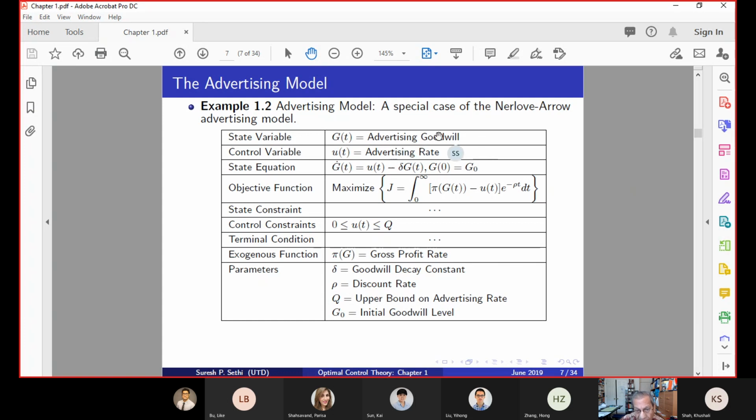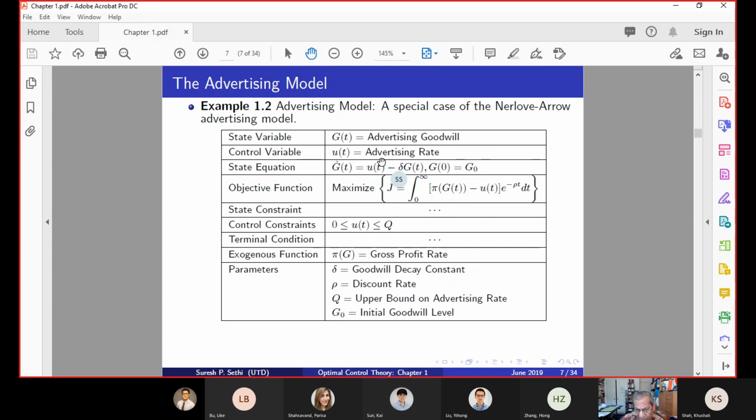So we have a goodwill, and we build the goodwill by advertising. So U_t is the rate of advertising. And so the way it is built is like this. G dot t, which means the rate at which the goodwill grows, is U_t minus delta G_t. That means that it grows linearly with the advertising amount, but it also depreciates. Just like every asset depreciates at a certain rate, goodwill depreciates. Increases in goodwill come from advertising, decreases in goodwill come from depreciation.